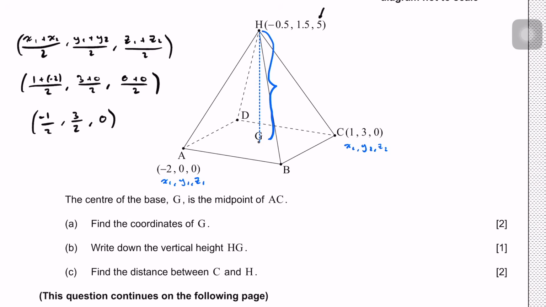And what do we know? We know that G itself has this z value of 0, so we don't move up at all.